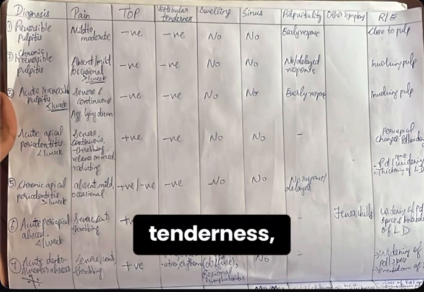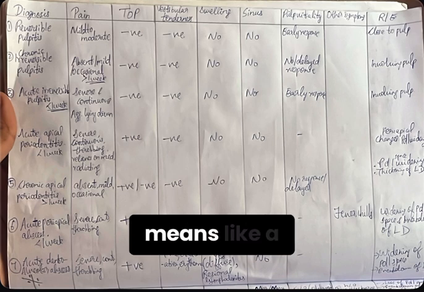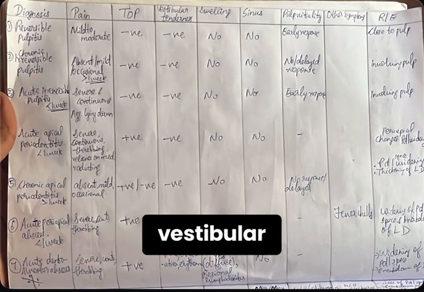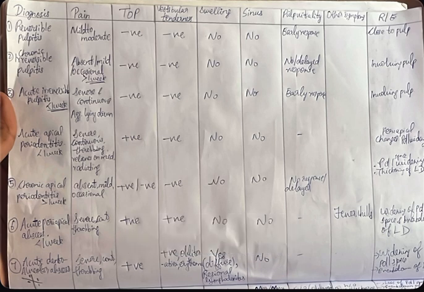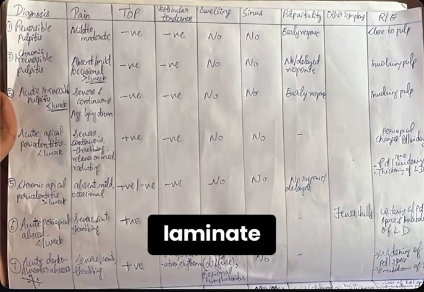Well, in this case, there is severe throbbing pain and there is tender on percussion. Along with vestibular tenderness, there is vestibular obliteration and erythema. Obliteration means like a swelling around the vestibular area, and there is extraoral swelling. The radiographic feature is almost similar. It is widening of periodontal ligament space and breakdown of lamina dura.